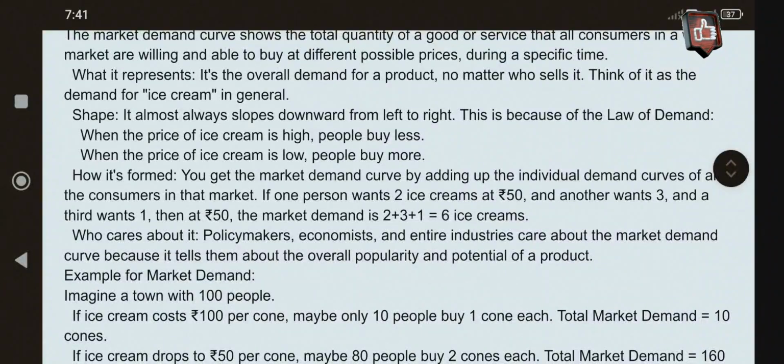Shape. It almost always slopes downward from left to right. This is because of the law of demand. When the price of ice cream is high, people buy less. When the price of ice cream is low, people buy more. How it's formed.